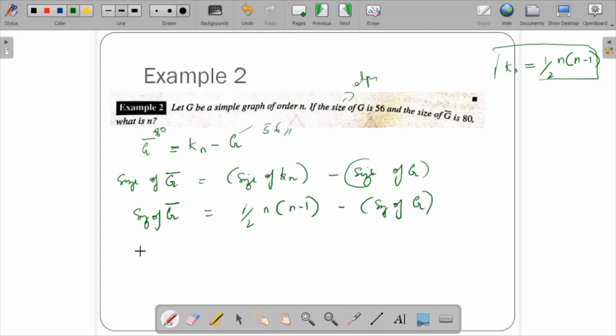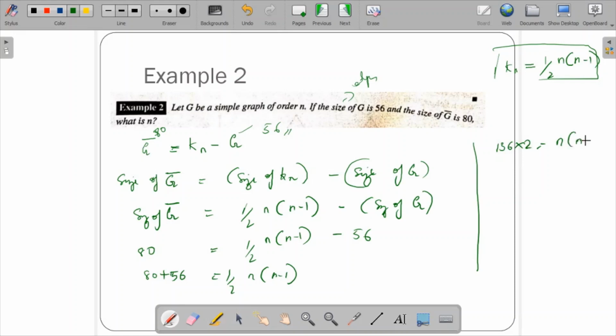Okay, so we know size of G bar is 80, half into n into n minus 1 is size of Kn, and minus size of G is 56. So 80 plus 56 is equal to half into n into n minus 1. If I take the half across, 80 plus 56 gives 136, and 136 into 2 is equal to n into n minus 1. So we get 272 is equal to n into n minus 1.